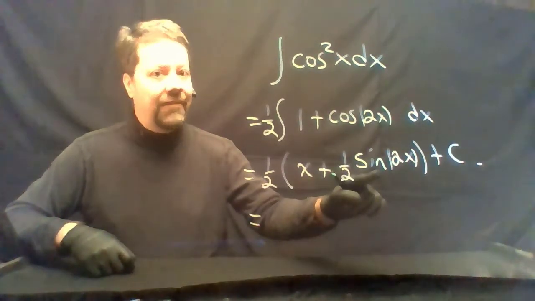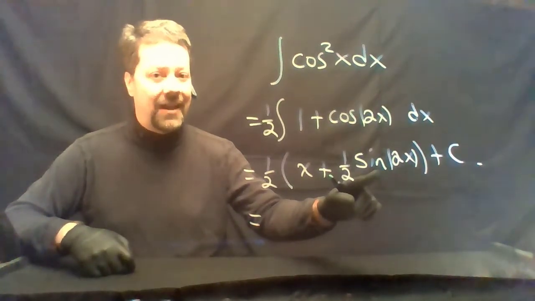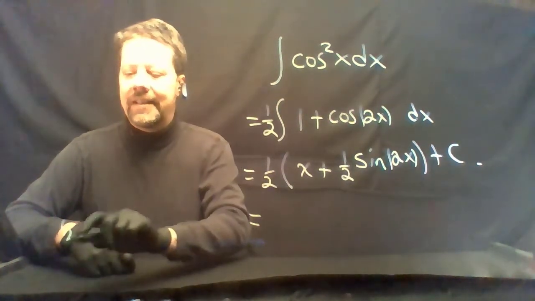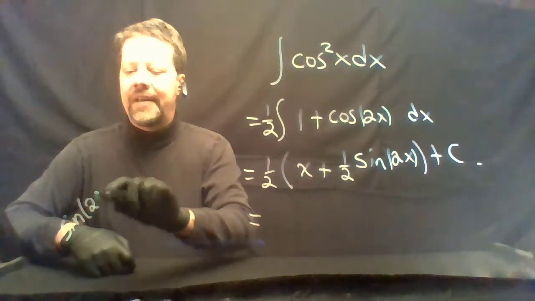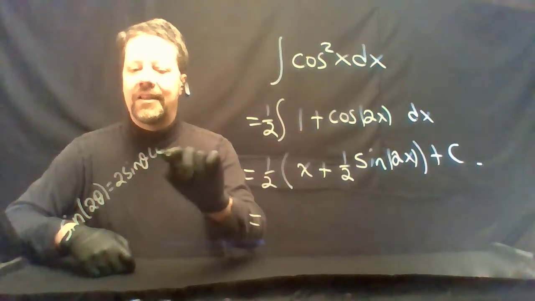Next, I would like for you to be able to take this one step further using the double angle identity for sine. You'll recall that the sine of 2 theta is 2 times sine theta cosine theta.